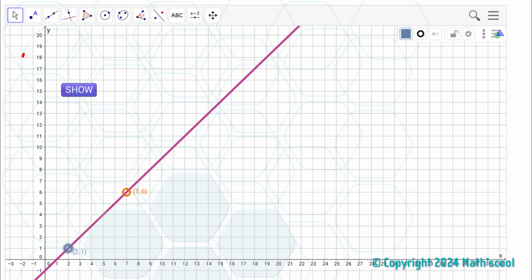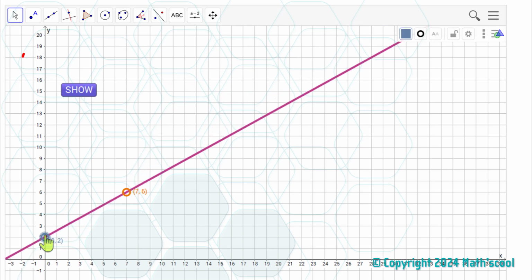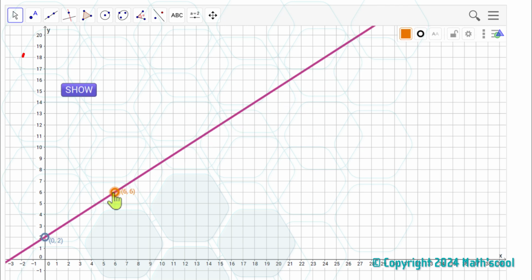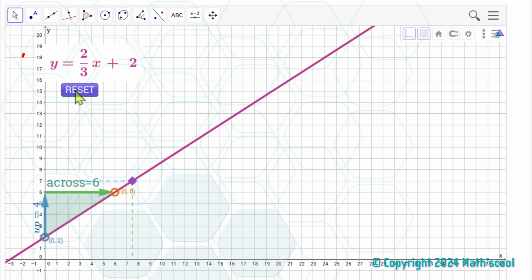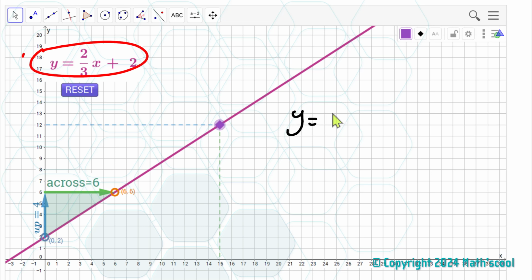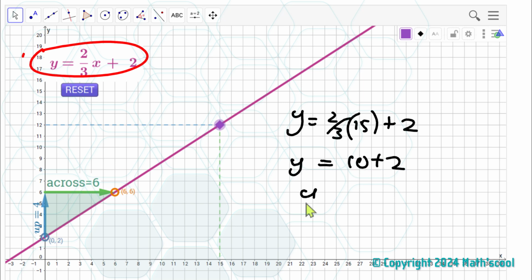And just generally speaking, if I've got the equation of my line, say y equals 2/3 x plus 2, then I can work out the coordinates of any points on the line using my graph. I know that the point with x equal to 15 has a y coordinate of 12, and of course I could also do it using the equation. I could put in y equals 2/3 times 15 plus 2, and 2/3 of 15 is 10, so y equals 10 plus 2, so y equals 12.